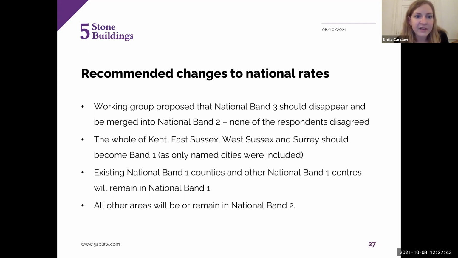The whole of Kent, East Sussex, West Sussex and Surrey should become Band 1 because otherwise only named cities were included. Everything else in Band 1 stays the same, and all other areas will remain in National Band 2. And this kind of solves the problem of the previous guideline hourly rates, that actually 44 towns and cities where fee earners were likely to be based had just been omitted. So now everybody is included.